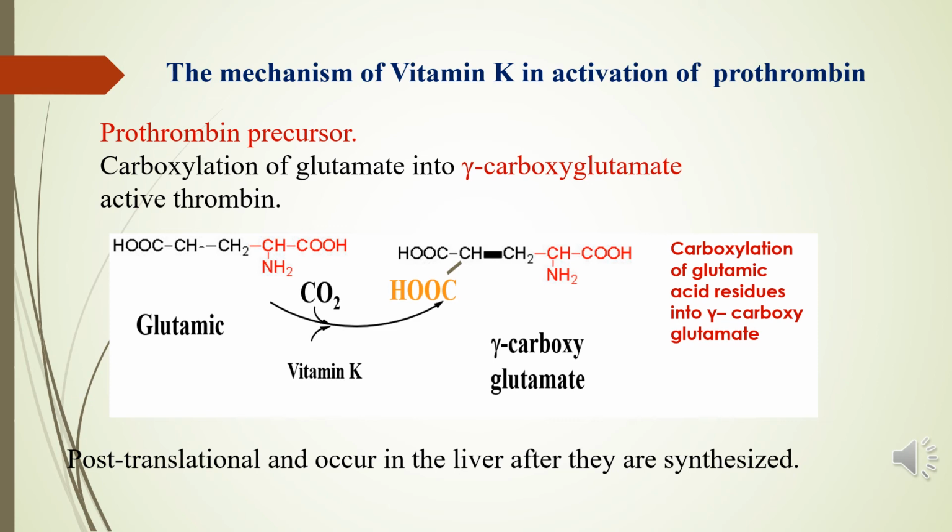Gamma carboxyglutamate residues in clotting factors constitute the binding domains for calcium ions through which they can bind erythrocyte membranes and phospholipids, and these modifications, as mentioned, are post-translation modifications and occur in the liver after the protein is synthesized.